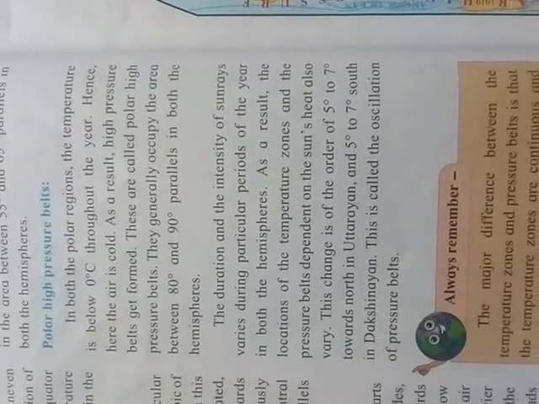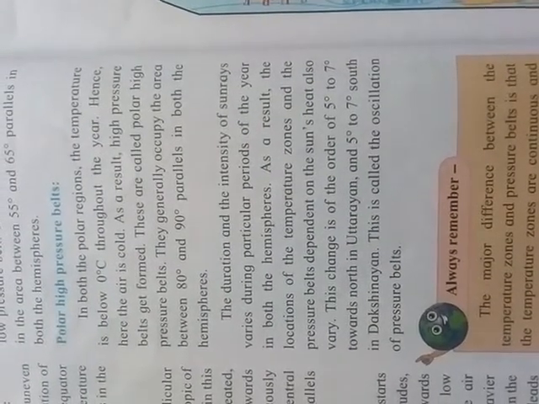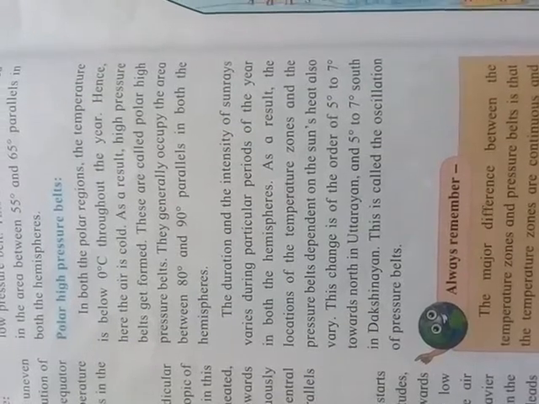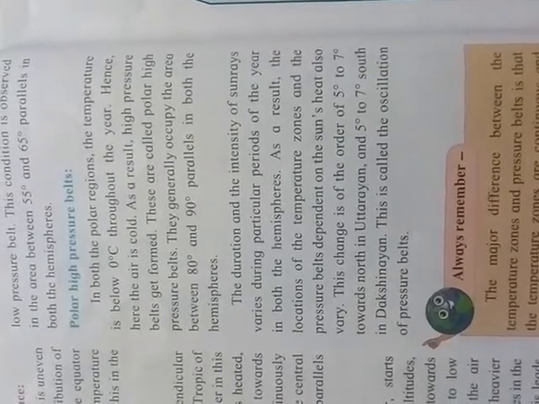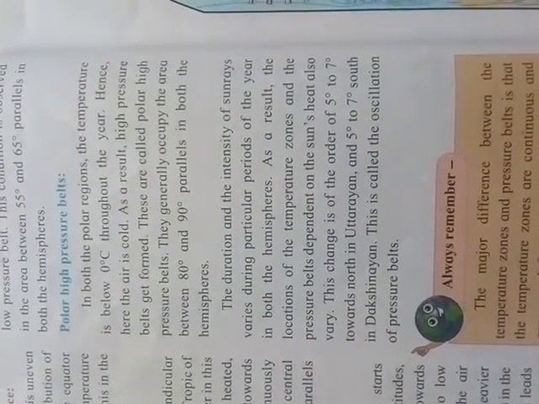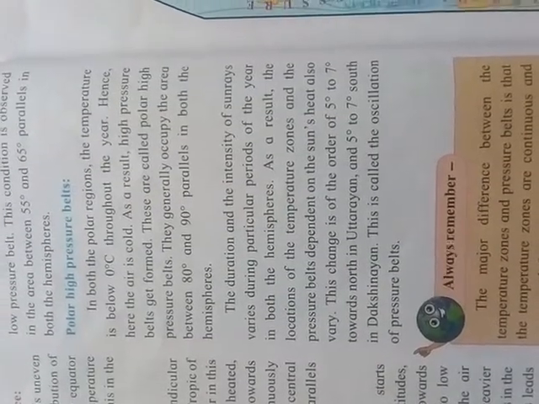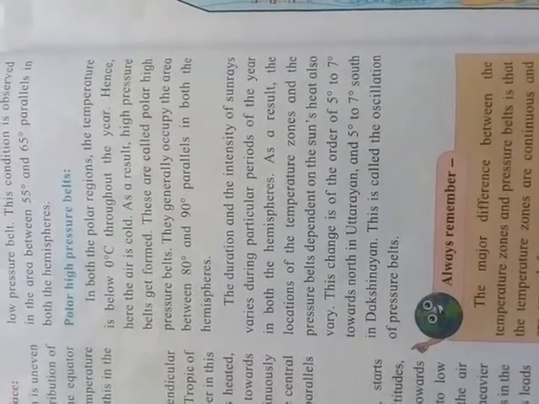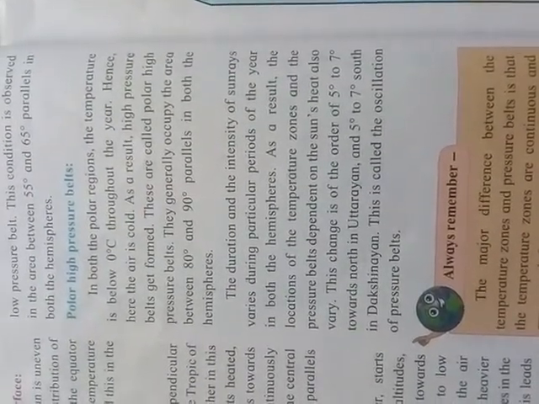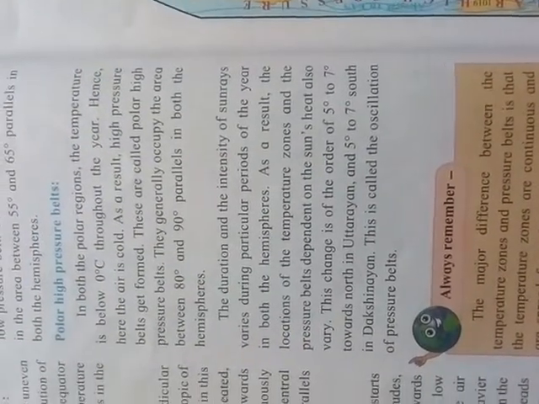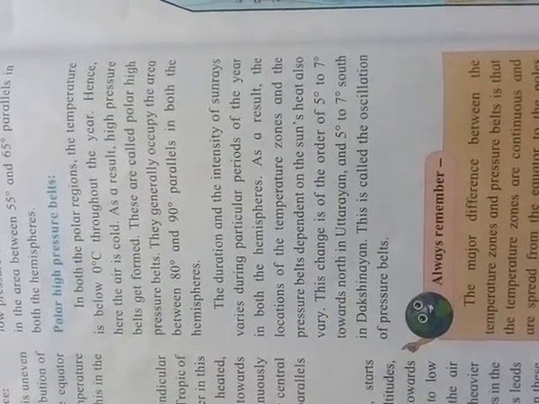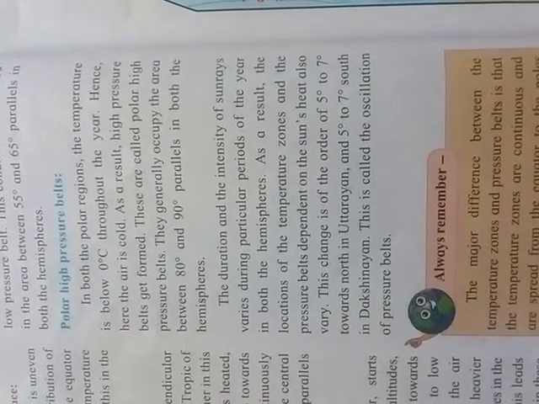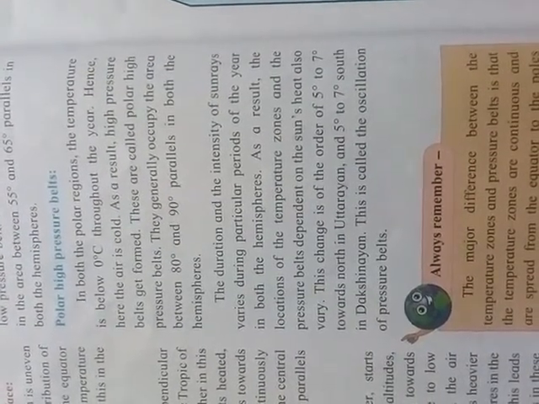That means in this region the high pressure belt is formed because the temperature is low, and the pressure is therefore high in these places. These are called the polar high belts. They generally occupy the area between 80 degrees and 90 degrees parallel in both hemispheres.